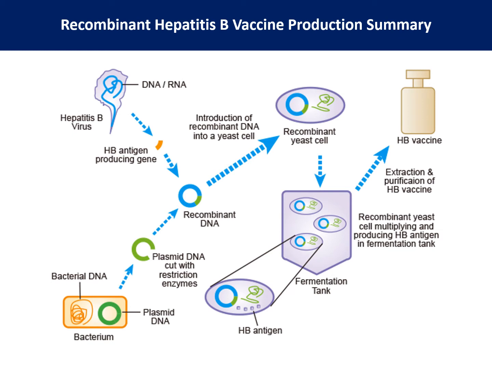And then from the fermentation tank, the mixture will be isolated and will undergo extraction and purification of the HB vaccine, and the final purified Hep B antigen will be combined with preserving agents and other excipients to formulate a final vaccine formulation.